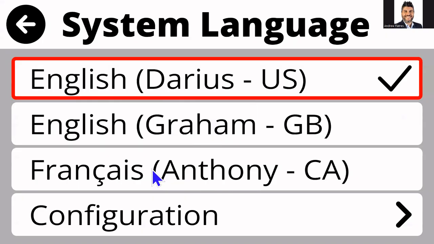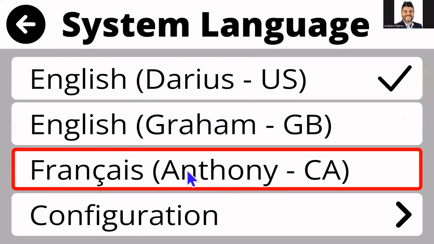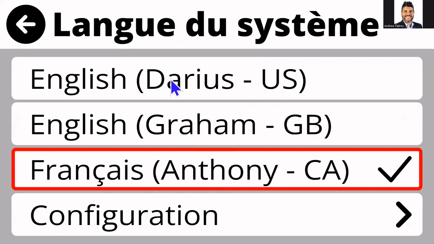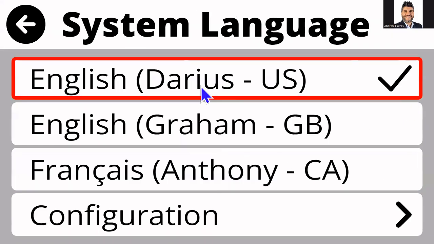And I'll do a real quick demonstration here just so you can see what happens. I'll click on this French voice here in my list, and you'll notice at the top that my interface is now changed to French. So when I change the language, my system interface will change to that language as well as the voice, so that things will be voiced back in that language. I'm an English speaker. I'm going to leave it in English for today's presentation, so I'll go back to Darius here.